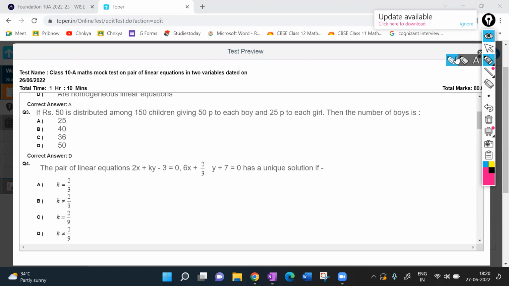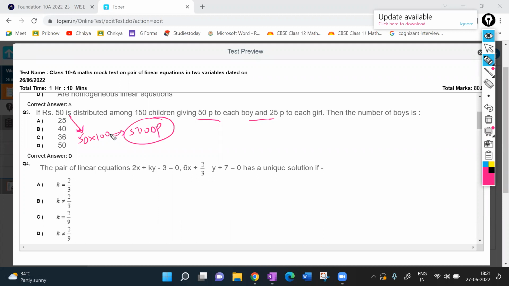50x plus 25. So first we have to convert the rupees into paise. We will convert it, very simple, because the question talks about paisa. So 50 rupees into 100 is 5,000 paisa. Correct.